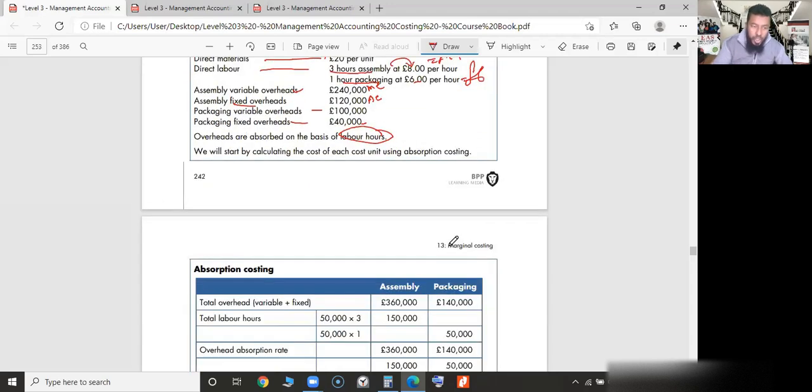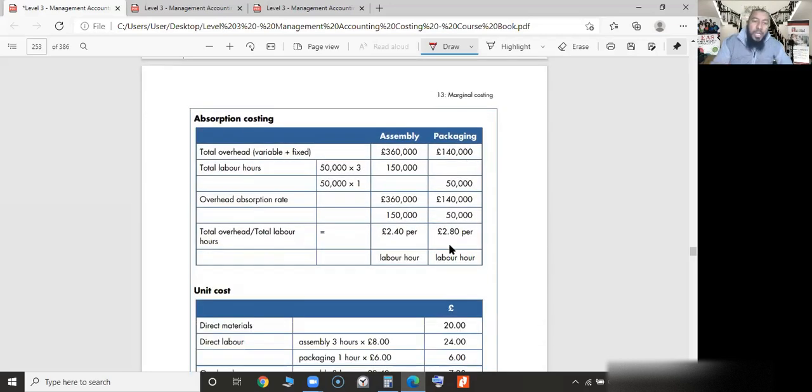Okay, not a problem. We'll start by calculating the cost of each unit, people. So you're checking what is the cost per unit under absorption costing, then under marginal costing as well. Look at this.